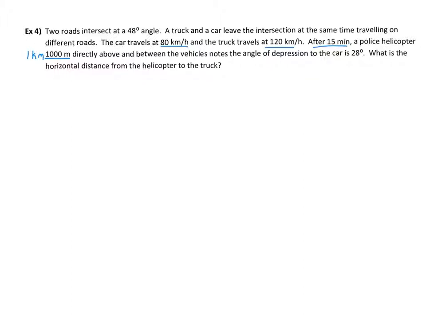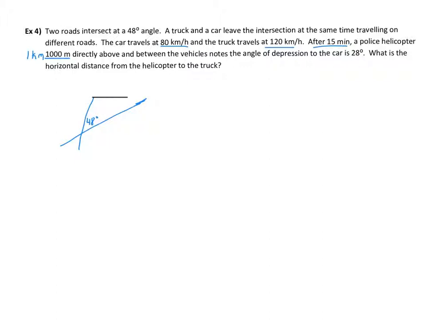Okay, so let's think about this question. I'm going to try and draw the ground here. So the ground view, my two roads are intersecting at 48 degrees. Okay, and the car goes on the one road, the truck goes on the other. The truck is traveling faster. So this line, let me just undo that for a second. I'm going to do it in black.